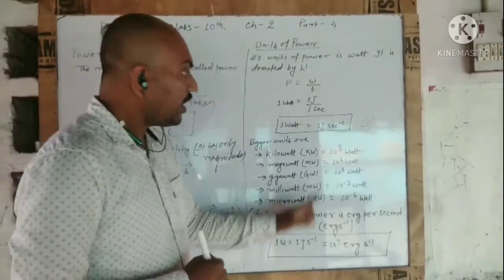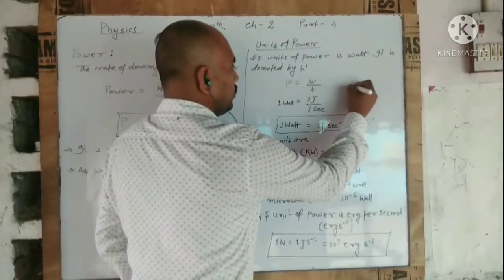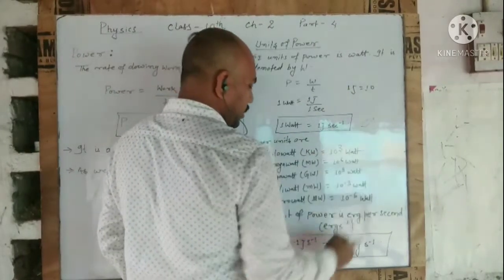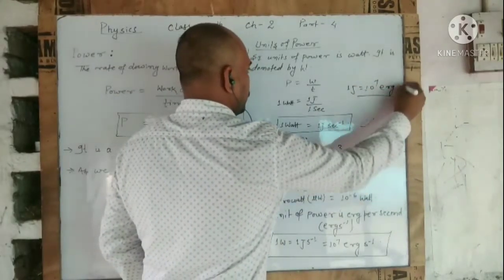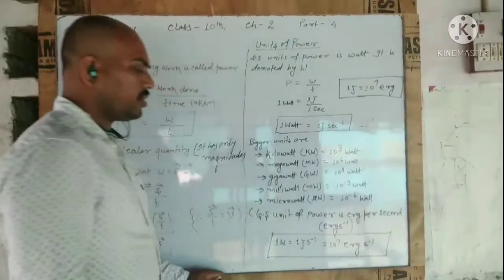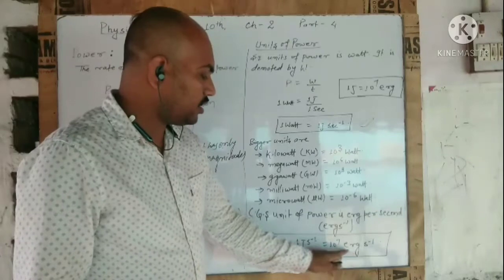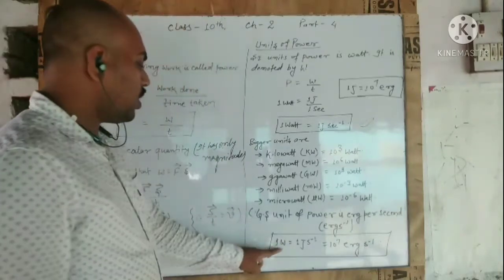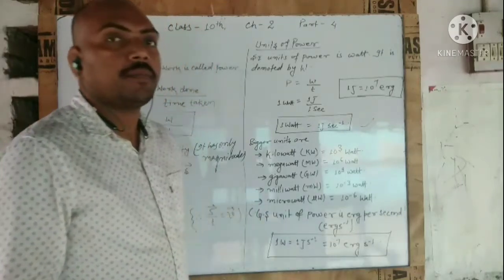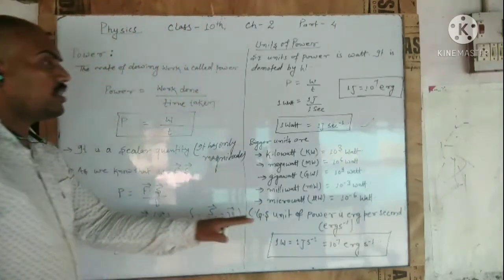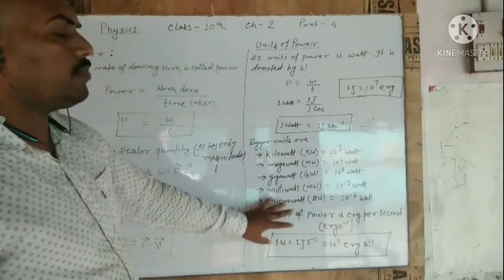As we know, 1 joule is equal to 10 to the power 7 erg. By replacing 1 joule here with 10 to the power 7 erg, 1 watt is equal to 1 joule per second, which is equal to 10 to the power 7 erg per second. Okay, so these are the units you have to keep in mind.